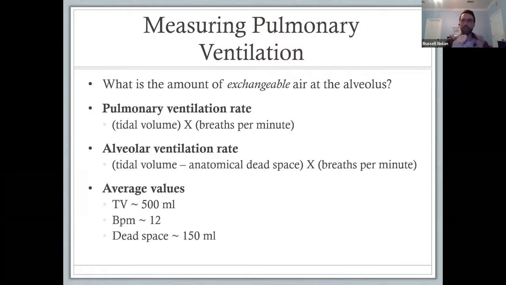So that is, you just have to overcome that. No matter how efficient you are, you're going to have to overcome some of that dead space. In your respiratory system, that's the trachea, the mouth, all the bronchioles, all the way down to those respiratory bronchioles. On average, they calculate the dead space to be about 150 milliliters.